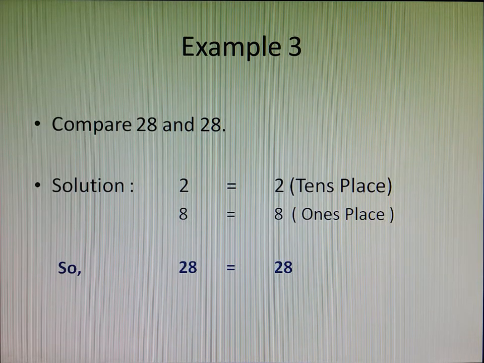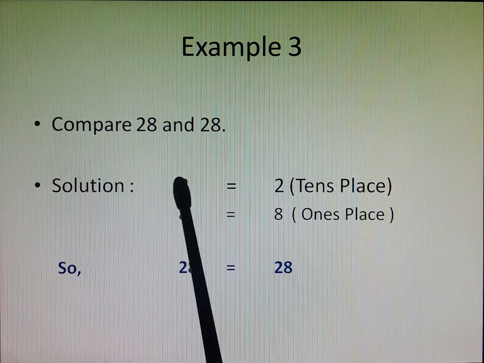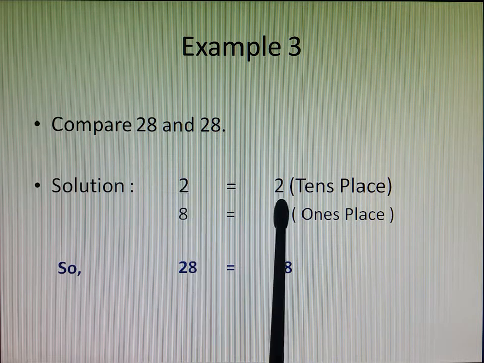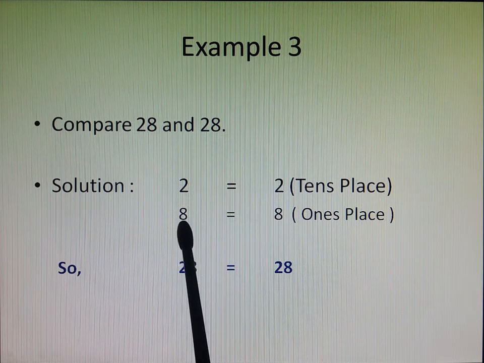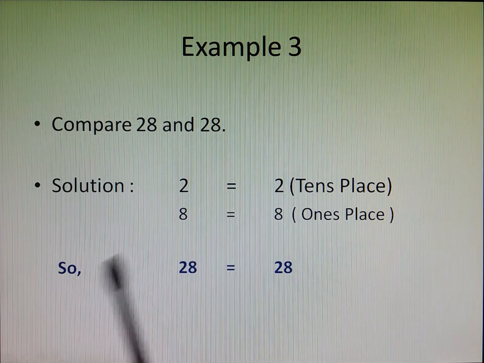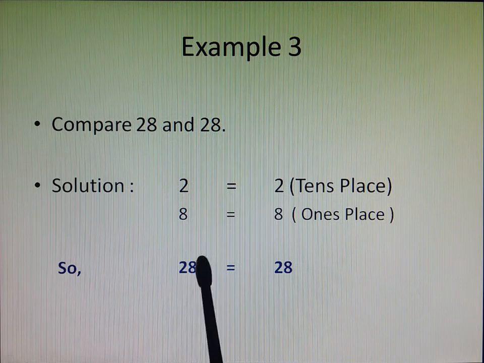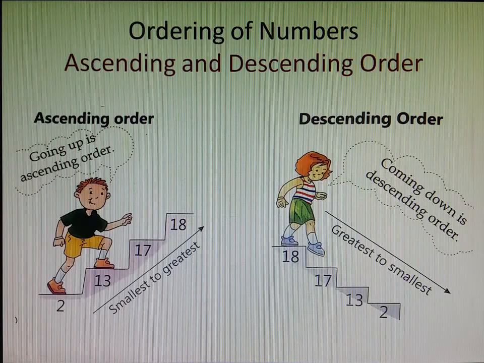Next, compare 28 and 28. As you can see, at the tens place we have the same digits 2 and 2, and at the ones place also we have the same digits 8 and 8. So both the numbers are the same at both the places. So 28 is equal to 28.